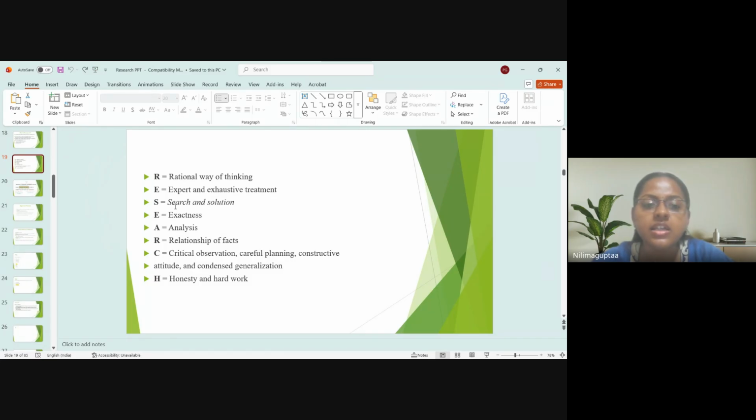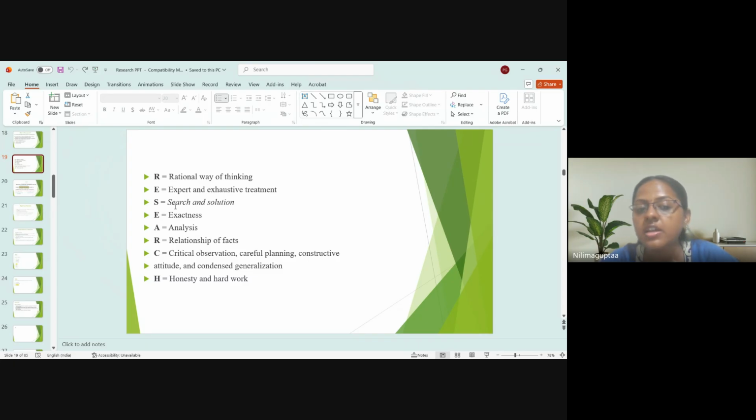Then E stands for exactness. So whatever we are doing, we have to be 100% exact. But here we will have certain social science topics also, where a very exact solution will not be possible, but most of them will have an exact solution. Then analysis, a lot of analysis is done when we do research. A lot of methods are used while doing analysis, that is interview, surveys, and others.